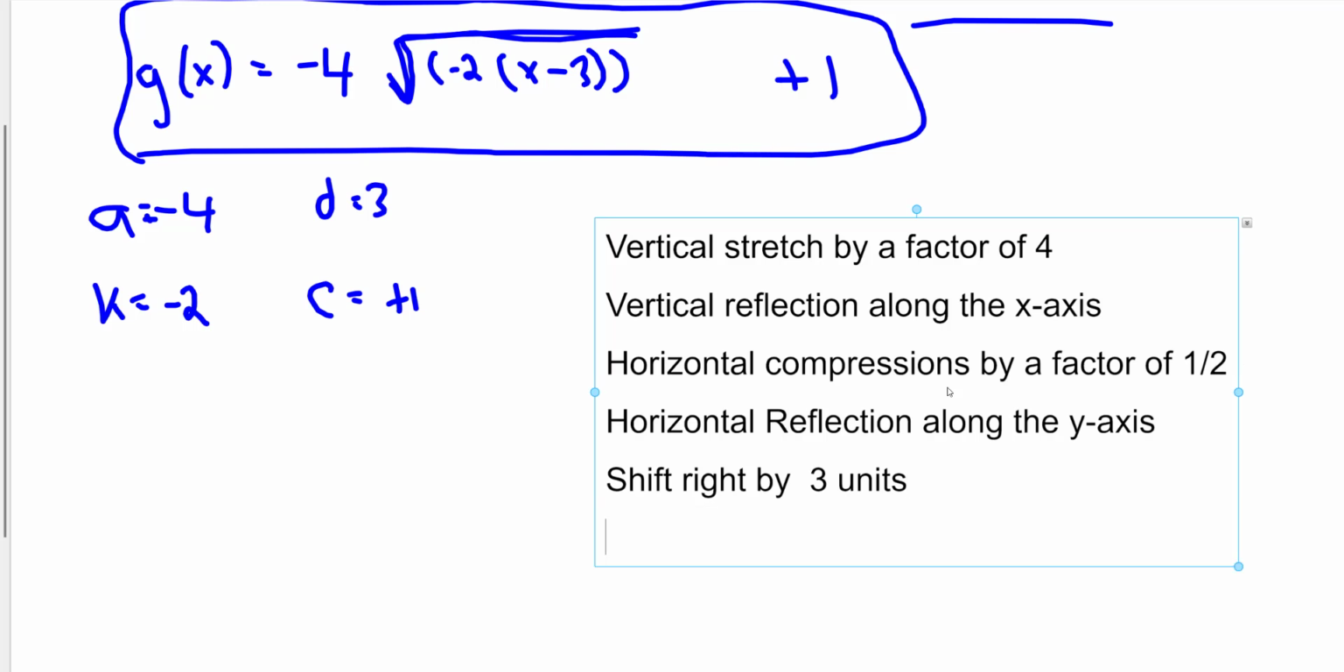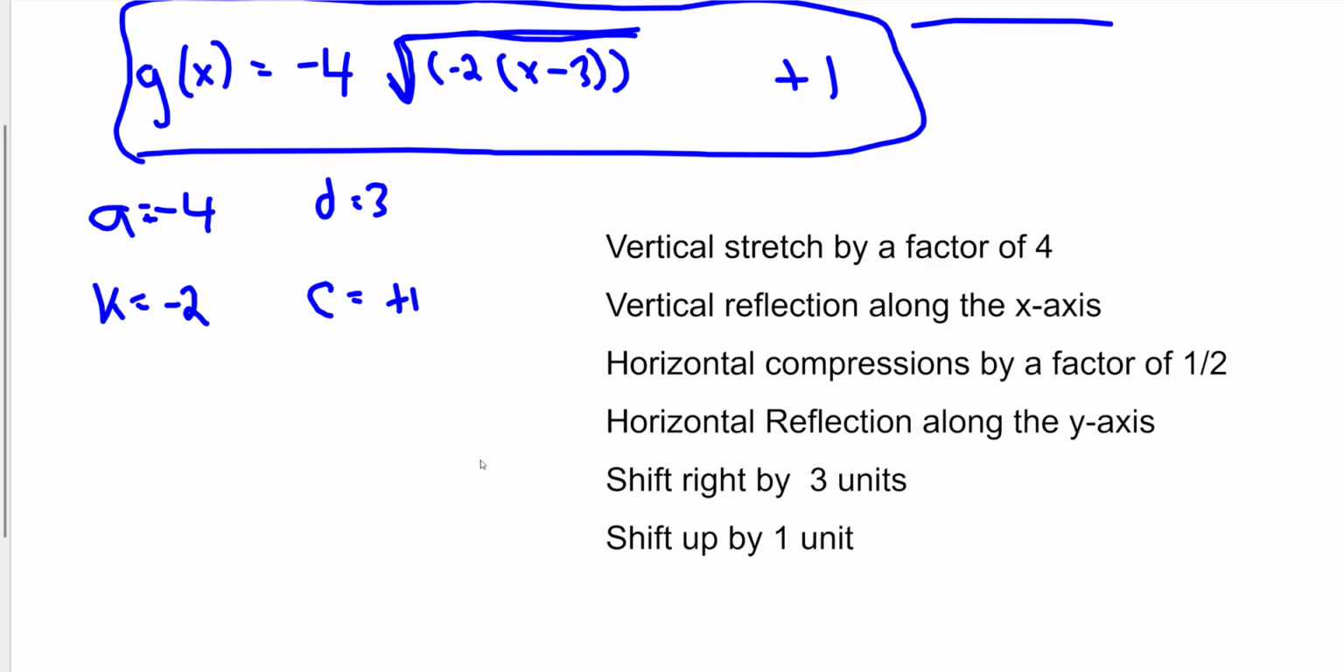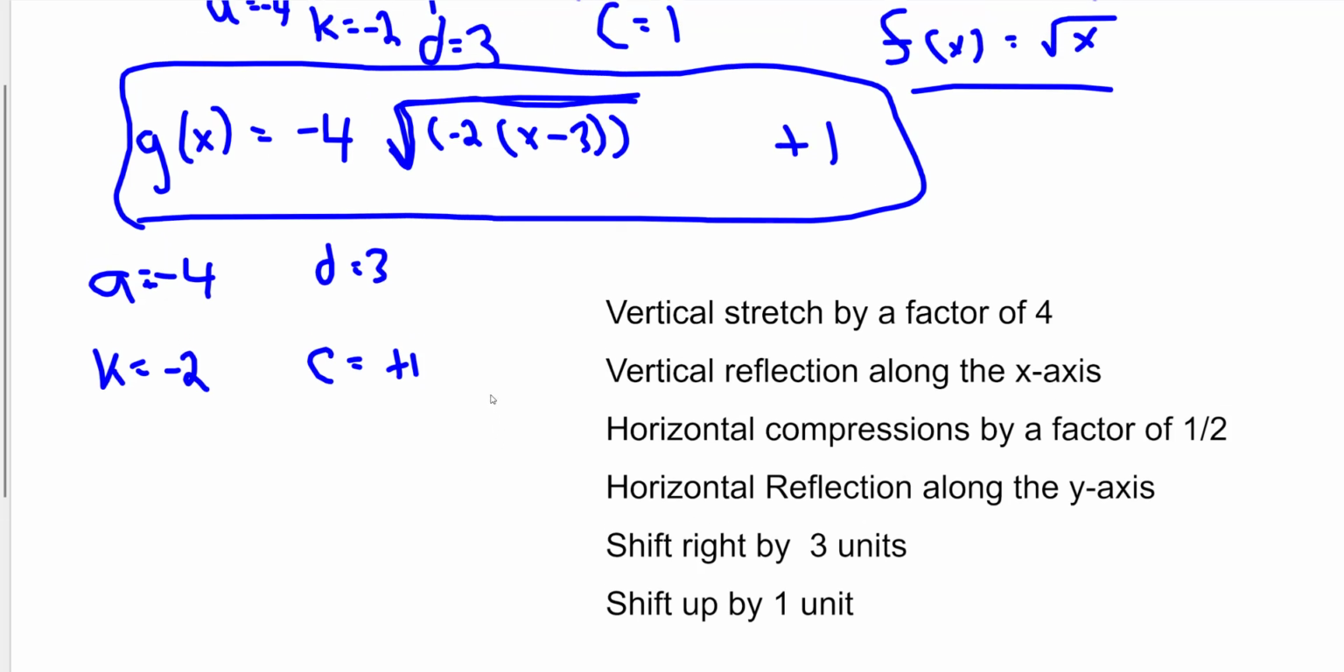And C value is the same thing. Shift up by 1 unit. So you got the direction and you got the how many spaces. And that is how you describe transformations. And this is how you describe transformations for every single different parent function.